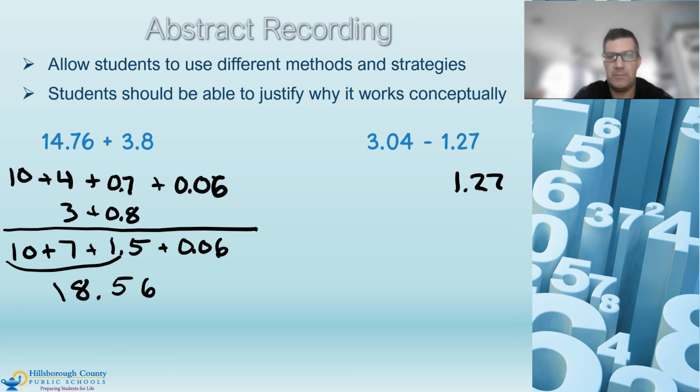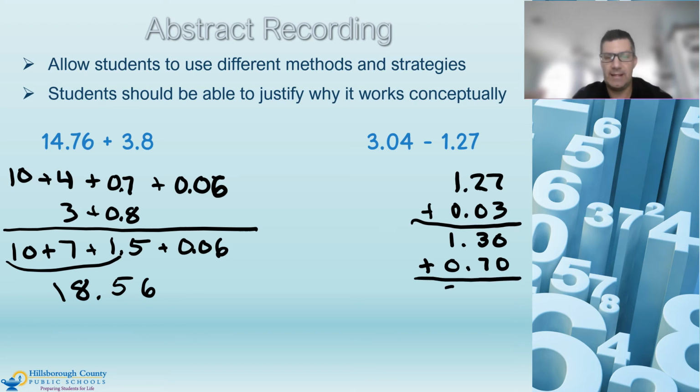Same thing can kind of happen with subtraction. I can use that counting up that I was doing on my number line. 1 and 27 hundredths. Okay, let's just get to a next benchmark. 1 and 30 hundredths. How much more do we need to then get to our next whole number? 70 hundredths to get to 2 wholes.